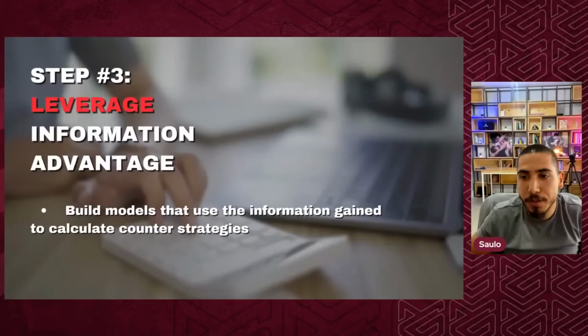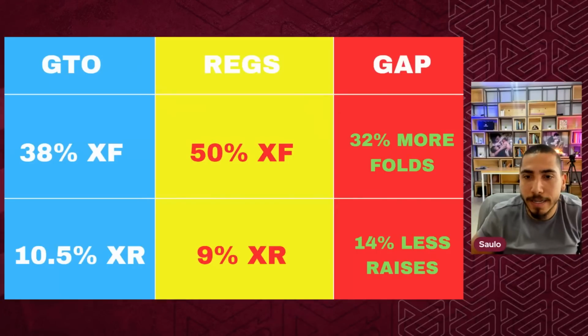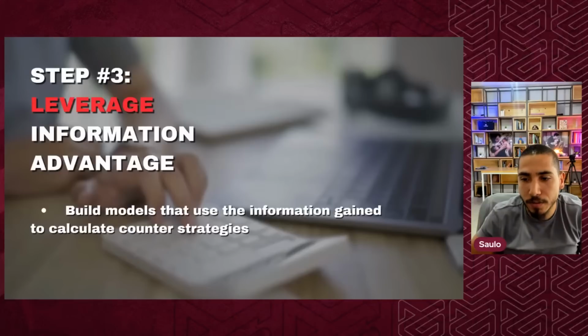That's when you do the third step of the process. You build models that use the information you just gained. You just gained a huge amount of information here, but if you don't act on it, then it's not going to make you any money. So you have here a gap of 32% more folds, 14% less raises.